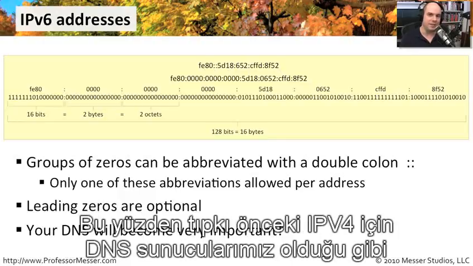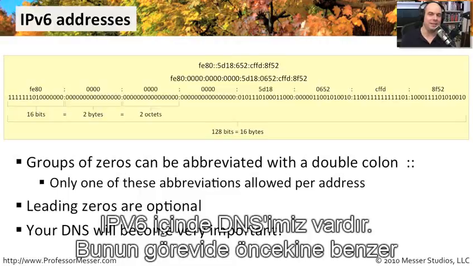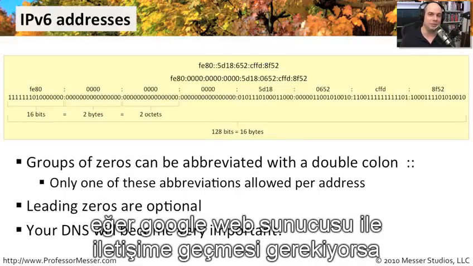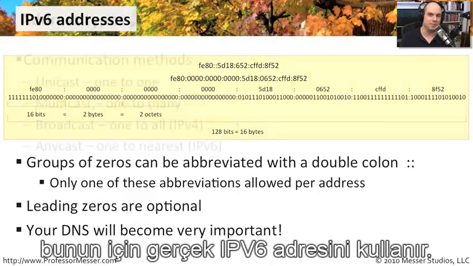So just as we had our DNS in IPv4, we also have a DNS that is in IPv6, and its job is to do a similar thing. We can type in the name for Google's address, and it will return to us the real IPv6 address if we need to communicate to the Google web server.